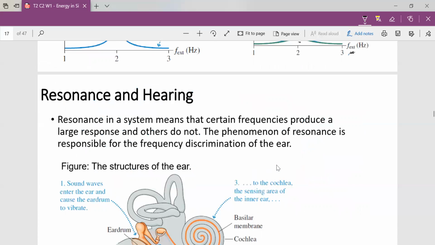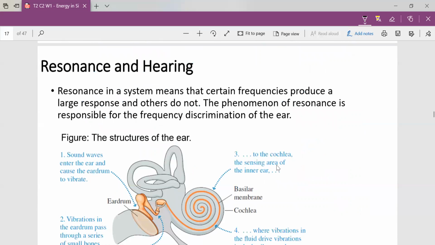Okay. So another place where resonance is applied in our body as humans is in hearing. So we see that resonance in a system means that certain frequencies produce a large response, others do not. If you look at that graph, it is emphasizing that this frequency here will give you a very long peak, but others do not act as if there's anything going on.